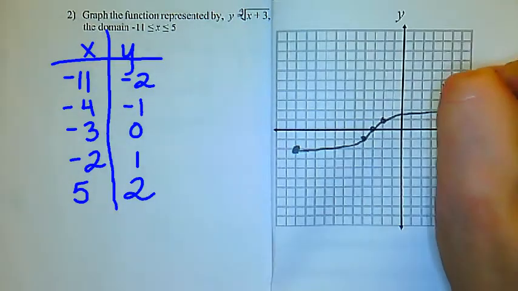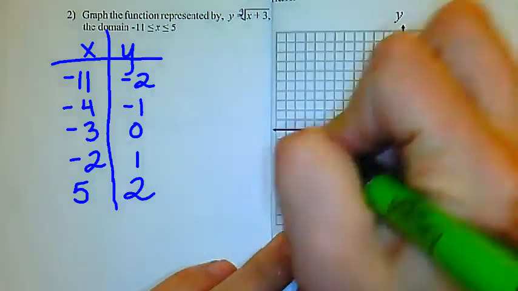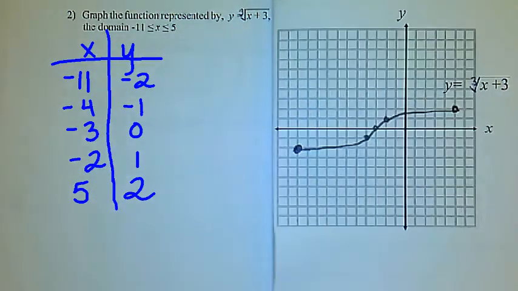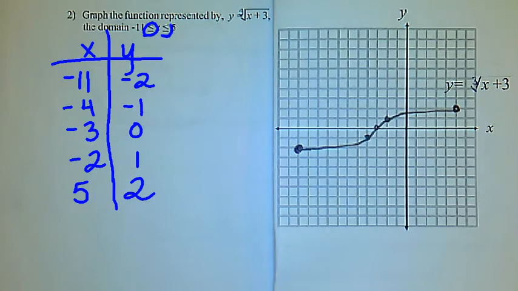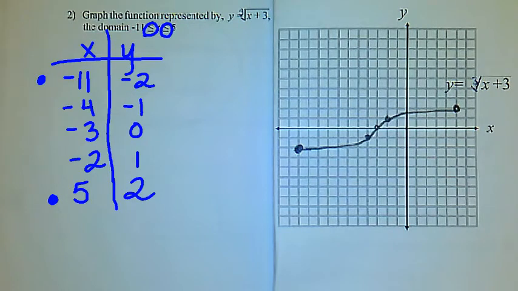And kind of tying in our piecewise functions, notice that these are closed dots, okay? It tells us that we can be at 5 and at 11, so make sure that you have your open dots, your closed dots.